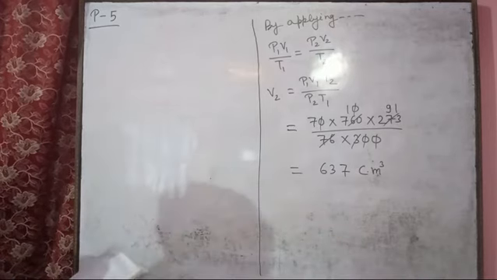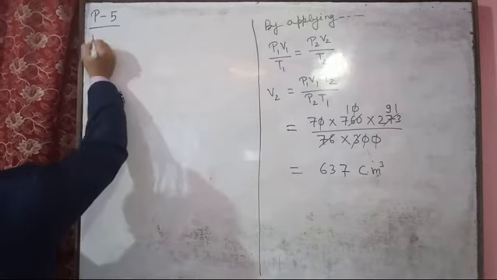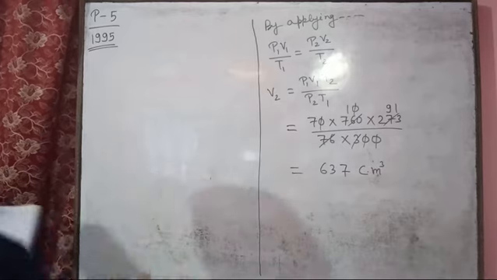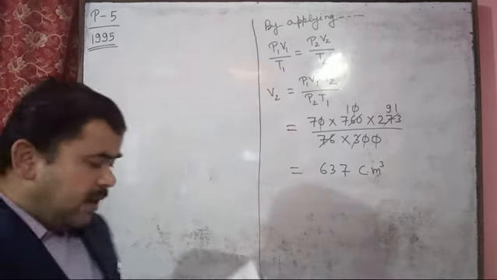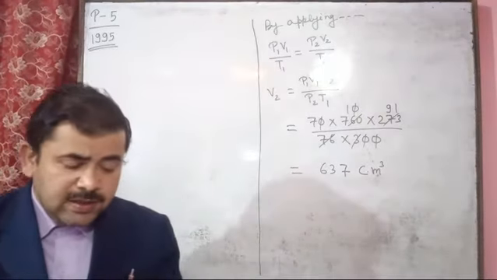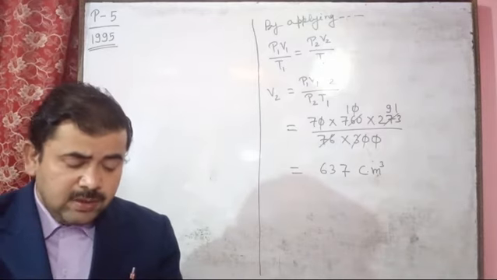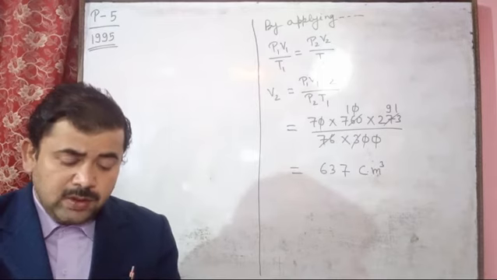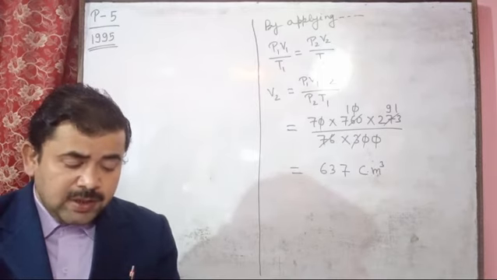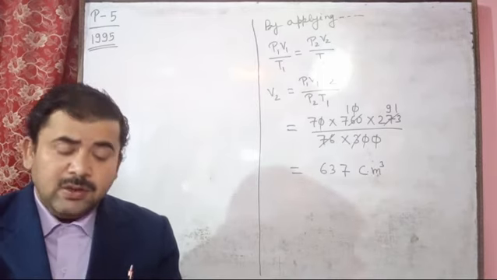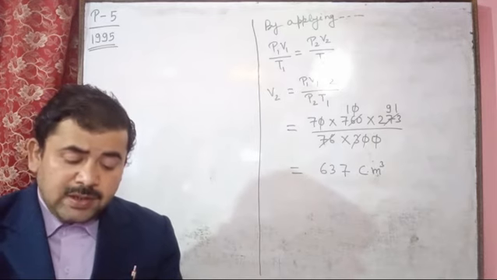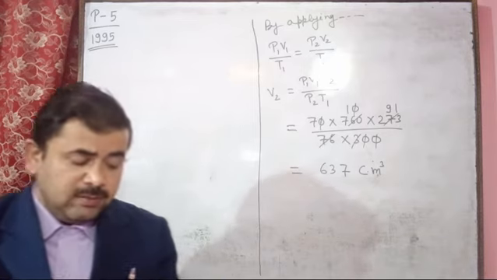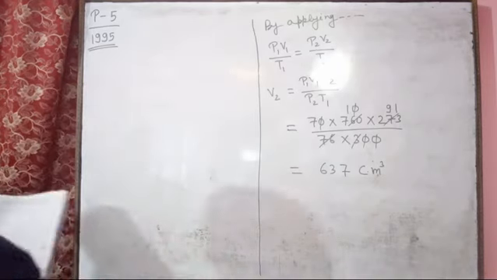In this question we are given: at 0 degree Celsius and 760 mm Hg pressure, a gas occupies a volume of 100 centimeter cube. The Kelvin temperature, the absolute temperature of the gas, is increased by 1/5 while the pressure is increased 1.5 times. Calculate the final volume of the gas. So first of all we will write the information.